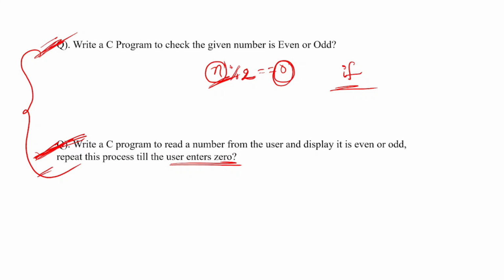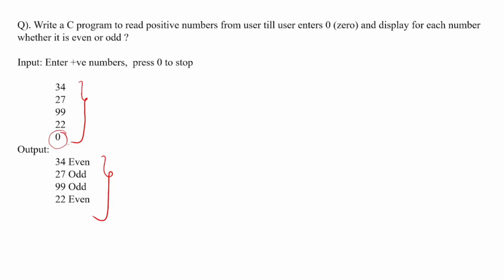But in this video, I want to explain not these two programs. The first program, that is write a C program to read positive numbers from user till user enters 0 and display for each number whether it is even or odd. Small correction: and finally display. Okay, and finally display for each number whether it is even or odd. To write this particular program, we have to use control structures: if-else control structure and looping control structures, for loop and also the array concept.